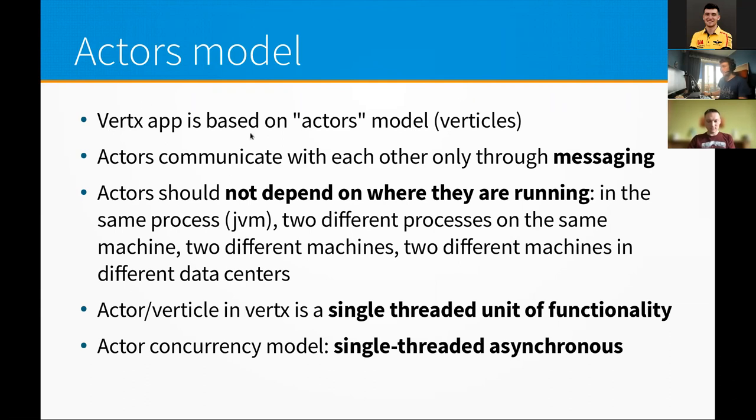In Vertx, actors are named verticles. So we'll be using this term, but effectively a verticle is equal to an actor in general. This is the actor in Vertx. All the actors communicate only through messaging. That's the only way. If you have two units of functionality, which our actors are, those can communicate only through messaging, no other ways.